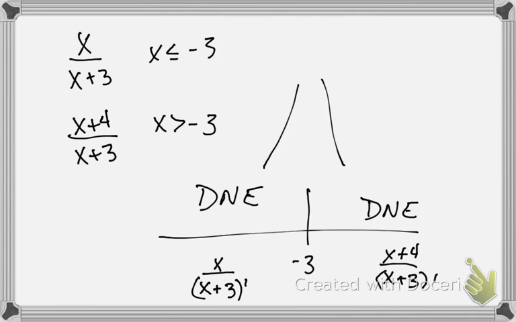So what we need to do is try something really, really close to negative 3. We can plug in negative 2.999999 and see what we get. Plug in something on the other side and see what we get. If they both go to the same thing, in this case, they go to positive infinity.